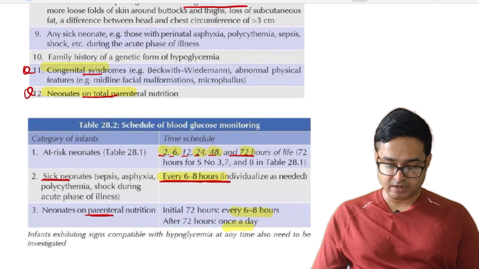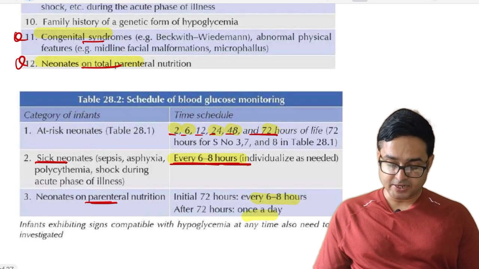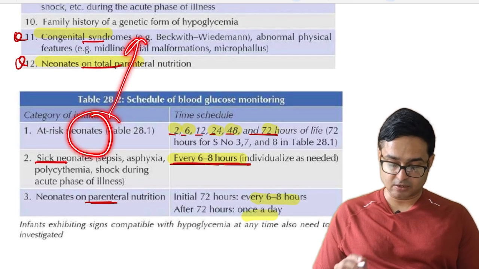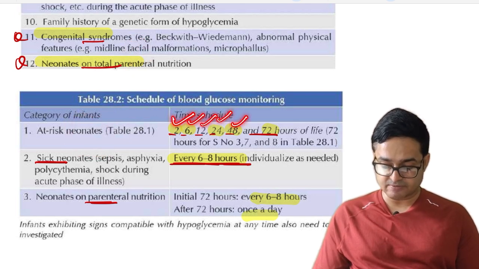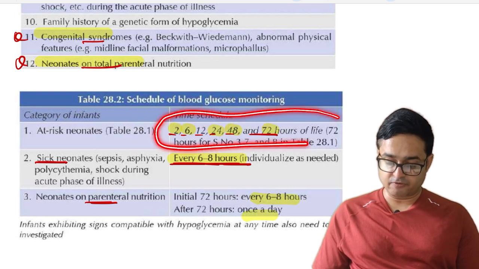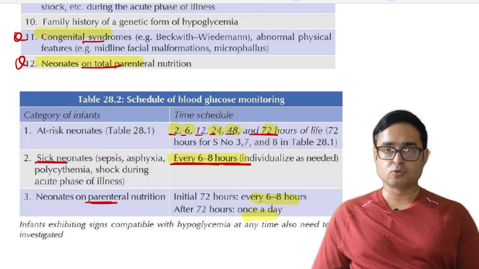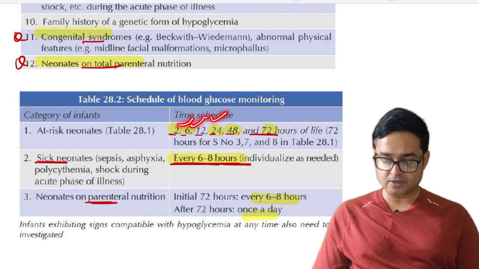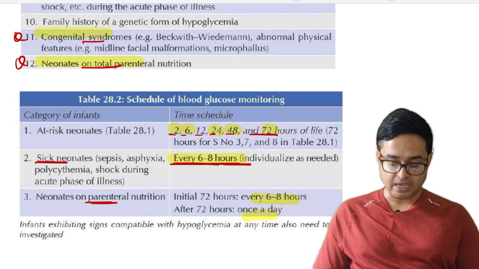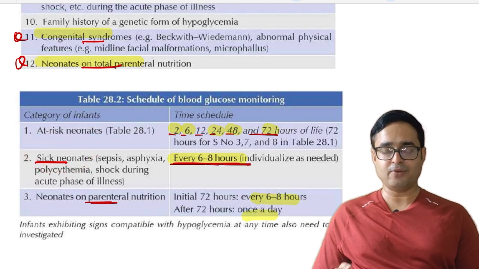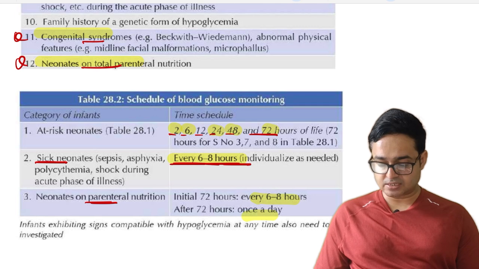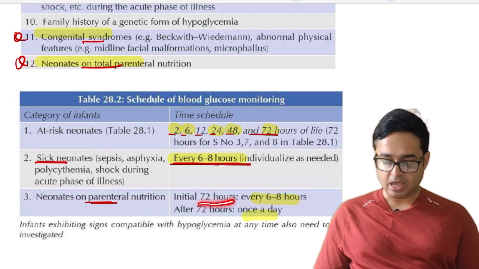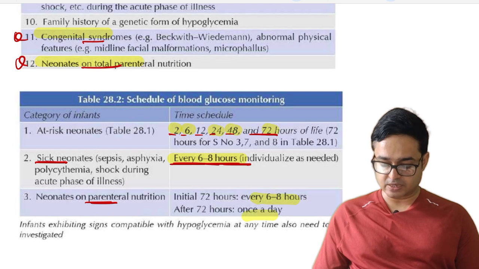What should be the schedule of blood glucose monitoring? Again, very important. For at-risk neonates like these, what is the time schedule? 2 hours, 6 hours, 12 hours, 24, 48, and 72 hours. You are probably familiar with this schedule also. Just remember 2, 6, 12, 24, 48 and 72 hours. In sick neonates, this will not work well, so screen them every 6 to 8 hours. For a neonate on parenteral nutrition, initially screen them every 6 to 8 hours for 72 hours. After 72 hours, screen them once a day.